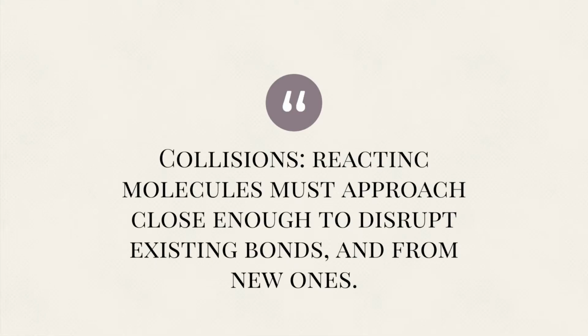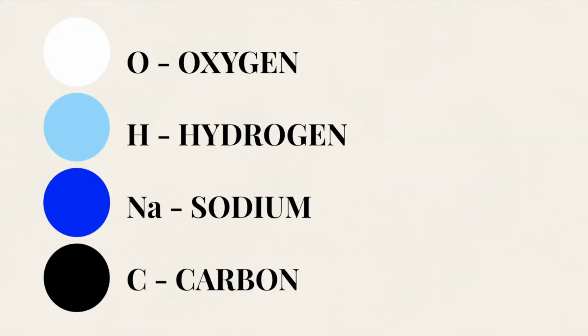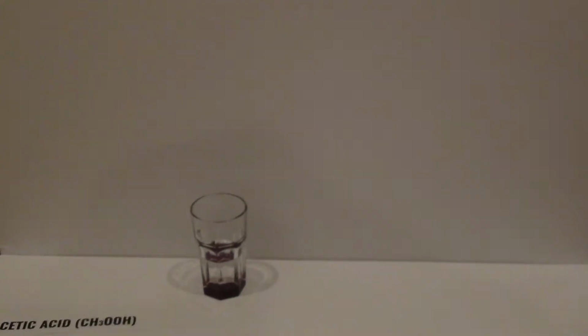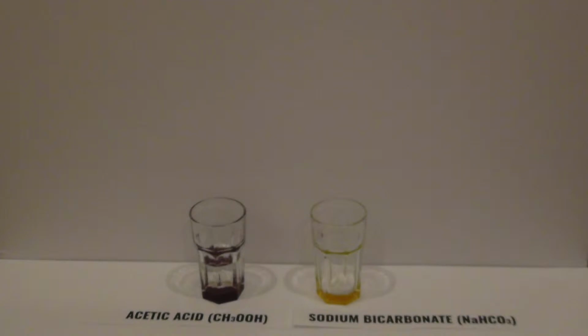Collisions refer to reactant molecules approaching close enough to disrupt existing bonds and encourage new ones to form. I will be using science practice number 1 to show the difference between effective and ineffective collisions through 3D models. In the purple cup, we have white vinegar, also known as dilute acetic acid. In this yellow cup, we have baking soda, also known as sodium bicarbonate.